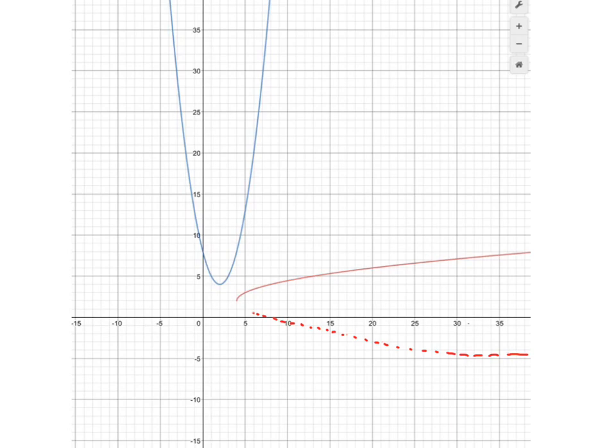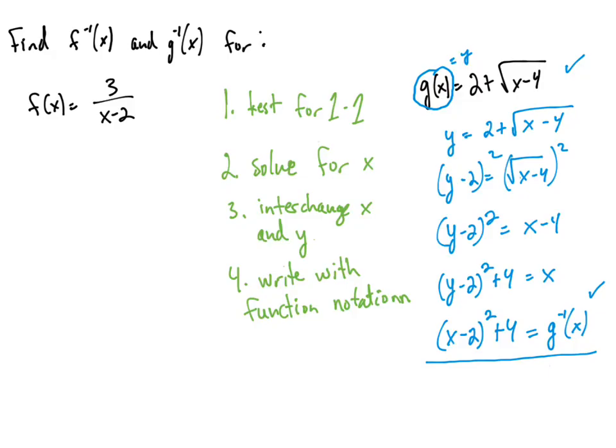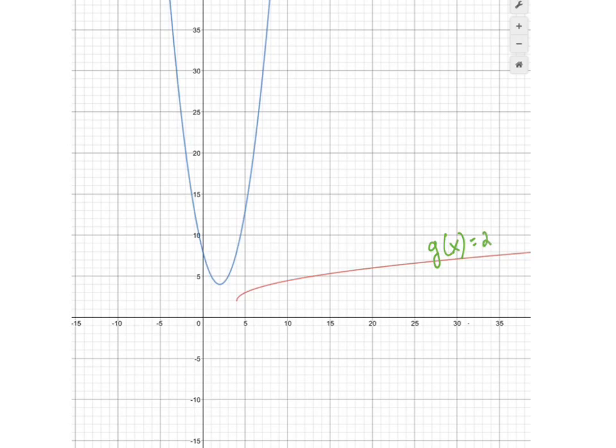So what we have here, let me erase this. What we have here is the original g of x function, which was this. This is the square root function. And what was it? 2 plus square root x minus 4. And then the inverse function, g inverse of x, was equal to x minus 2 squared plus 4.